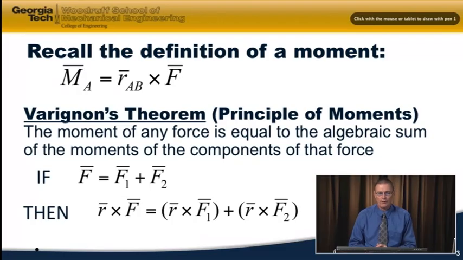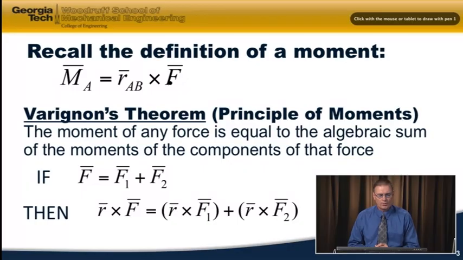First of all, let's look at the definition of the moment, and I've changed it a little bit this time. Last time we said moment about point P. It can be a moment about any point, so I've just changed the notation to get you used to different notations. So I have the sum of the moment about A is equal to R from A to B, where B is a point along the line of action of the force, crossed with the force itself.